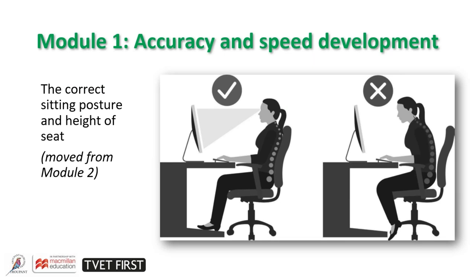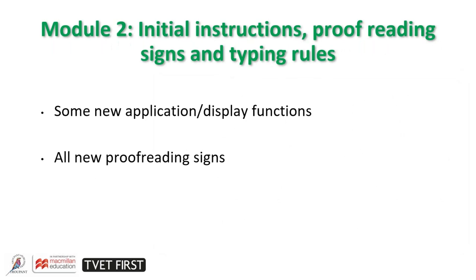The correct sitting posture and height of seat is moved from module 2. This is so important. The correct posture determines the speed and skills, and the lecture must focus on that. Application or display functions, some new content. In our book, this is taught throughout modules to support content as students practice different skills. Proofreading signs, it's new. This is a list of proofreading signs in the lecturer's guide.